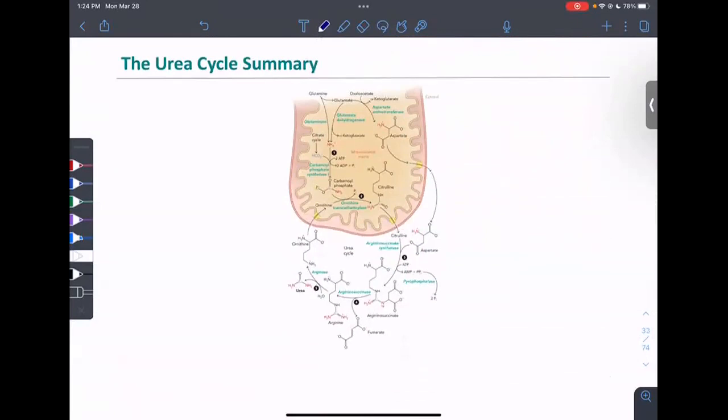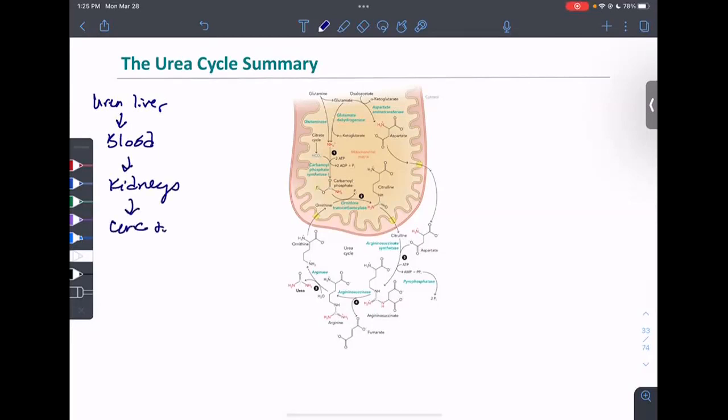Okay, so the urea cycle, right? Remember that urea is made in the liver. It goes to the blood. It goes to the kidneys, right? It's concentrated and excreted in the urine, right? That's our kind of big pathway of where we're going.